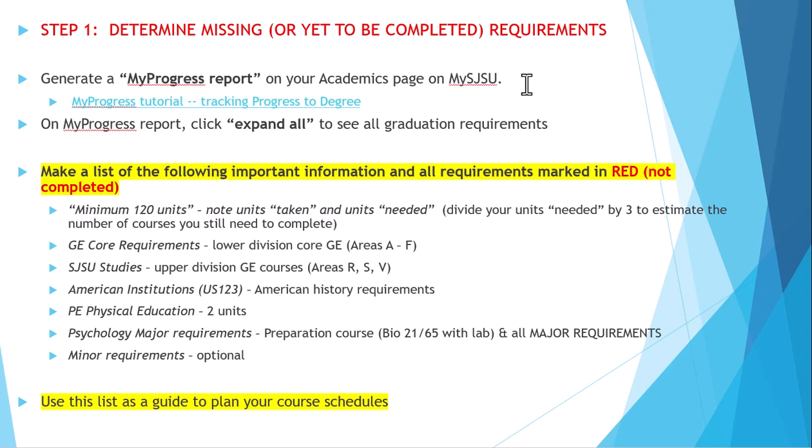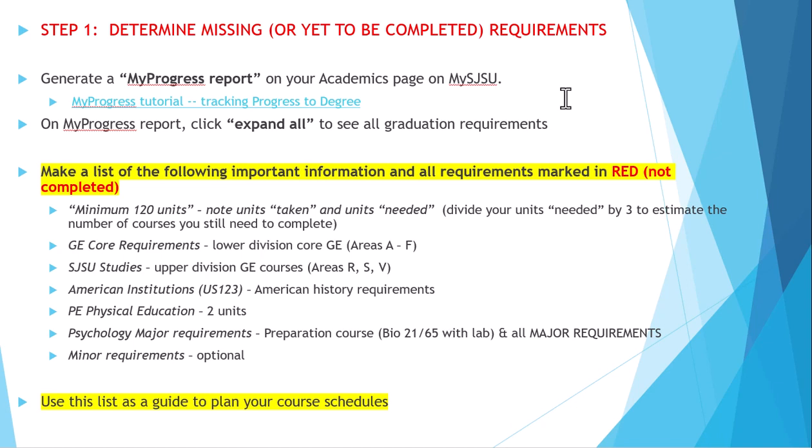So hopefully by now most of you are juniors and seniors. You've been at San Jose State for a while. You should be familiar with the My Progress report. If not, or you have not used it yet, I've included a tutorial here so that you can learn how to use the My Progress report. It's a very important tool because that's how you can keep track of all of your completed requirements and the requirements that you still have to complete.